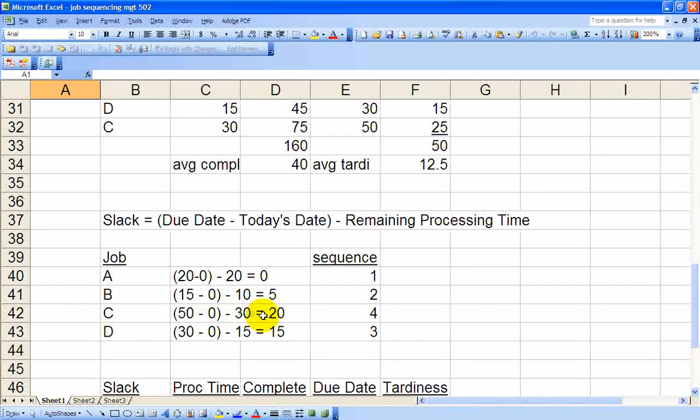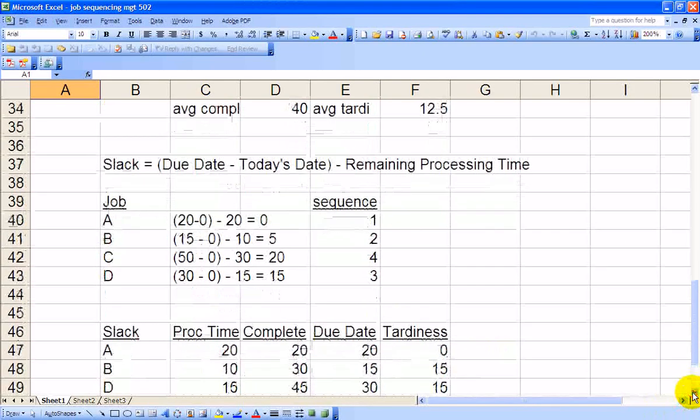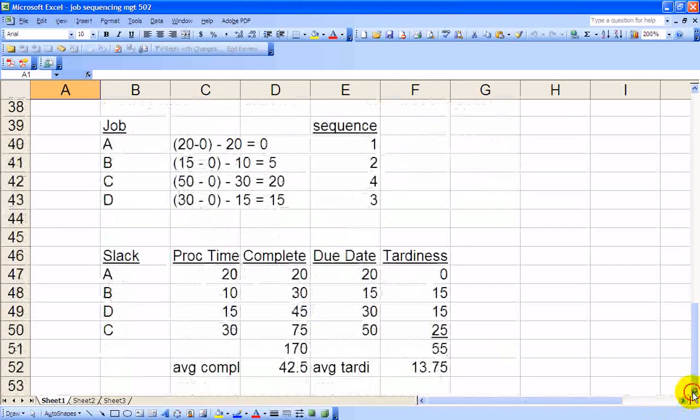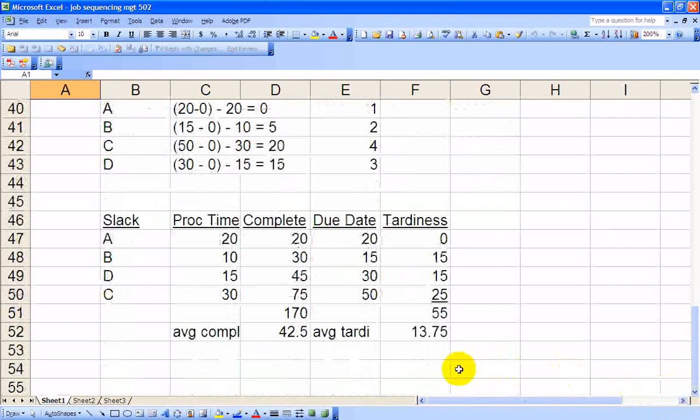So the sequence of the order is A is completed first, B is next, D is next, and C follows. Okay, so A, B, D, C in that order. Notice then that the average completion time is 42.5 and the average tardiness is 13.75.